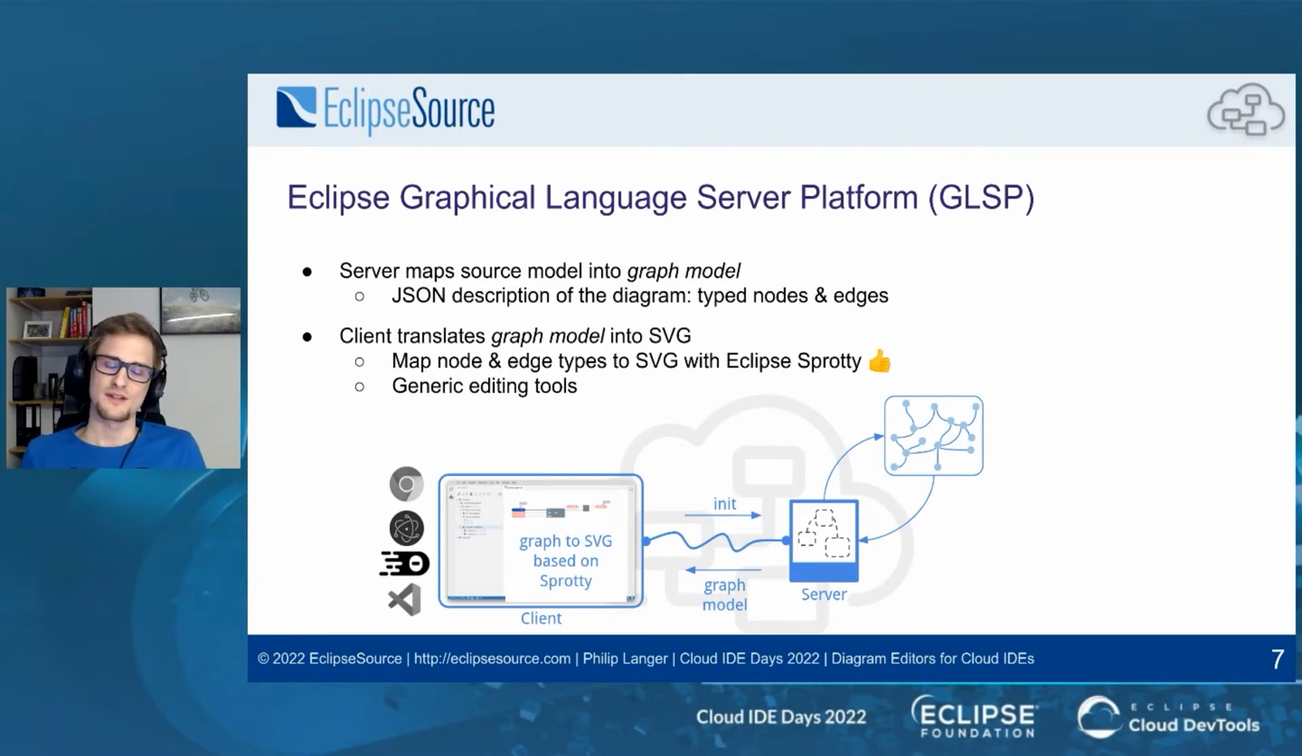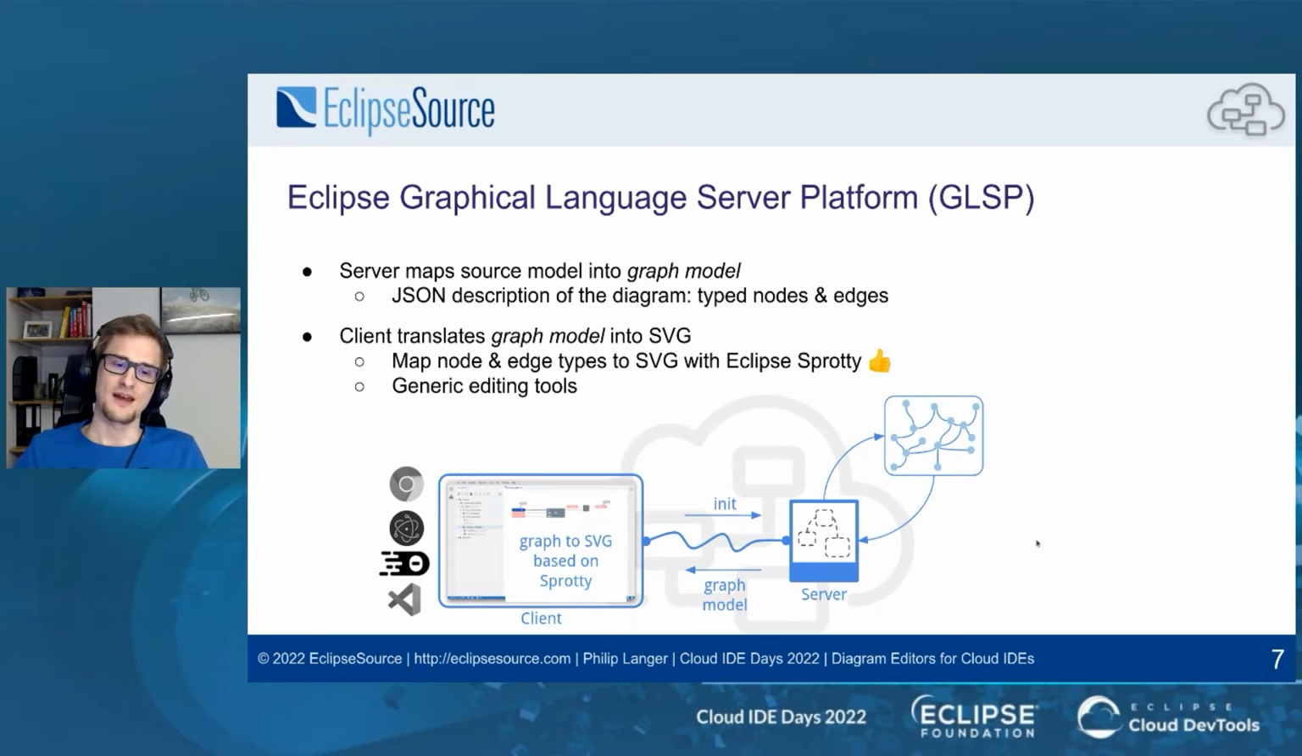This graph model is then sent from the server to the client, and the client will then map these graph model elements onto SVG so that it can actually render it in the diagram editor and show the diagram graphically. On top of that, once this is done, there are generic editing tools that you can apply, for instance, to create edges, to move nodes, resize them, and so on.